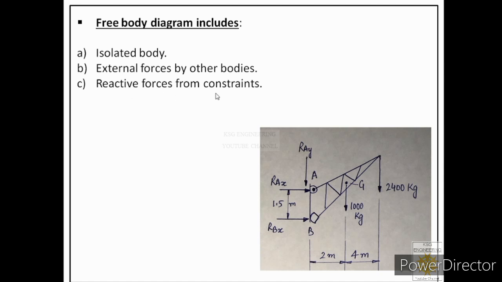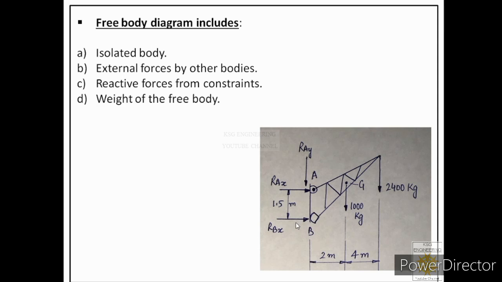Then reactive forces from constraints. In that diagram, we have seen that at end A, there is a hinge support and at end B, there is a rocker support. So these supports will provide some reactions on the application of this particular force. So we have to show those reactions as well.